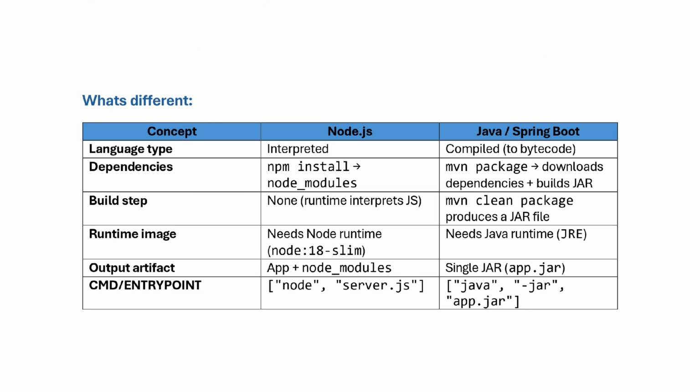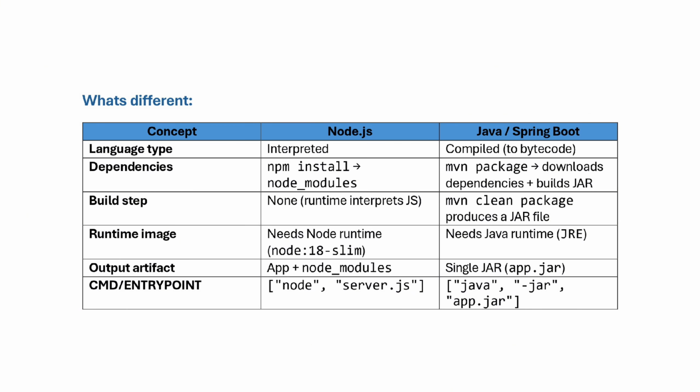So what's different? Language type. In Node.js it is interpreted. In Java it is compiled to bytecode. Dependencies: in Node it is npm install, which creates node_modules. In Java it is mvn package, which downloads dependencies plus builds the jar.